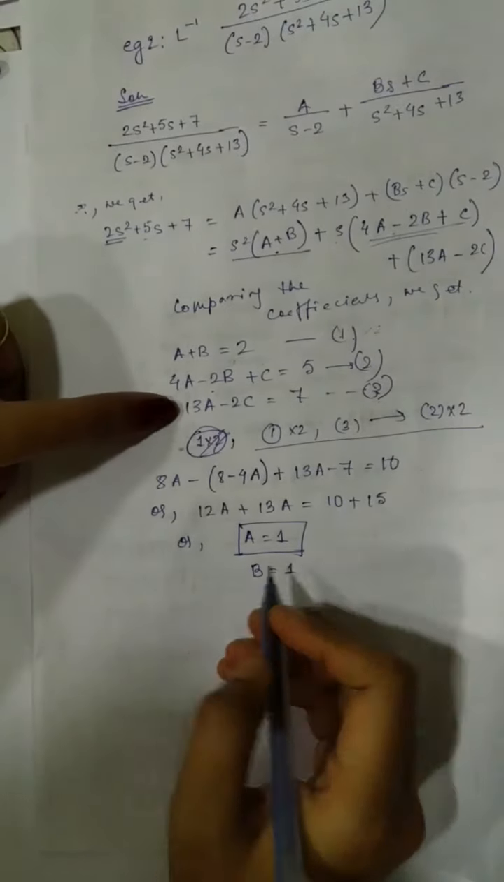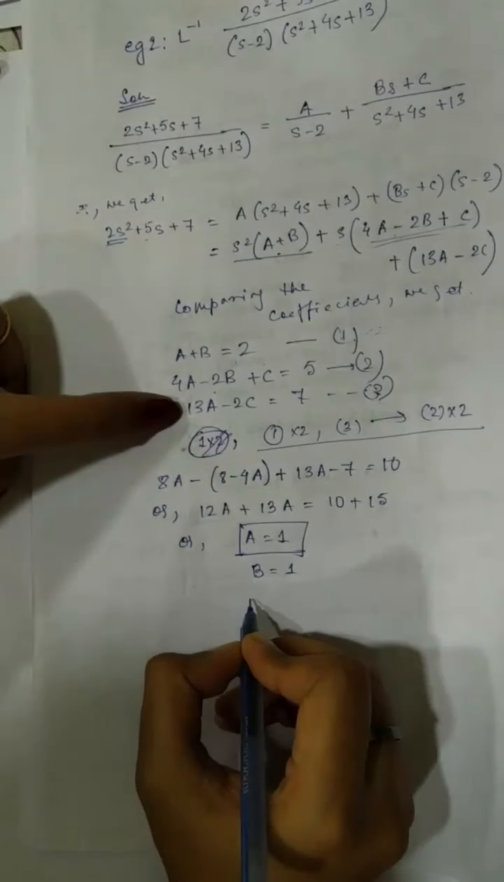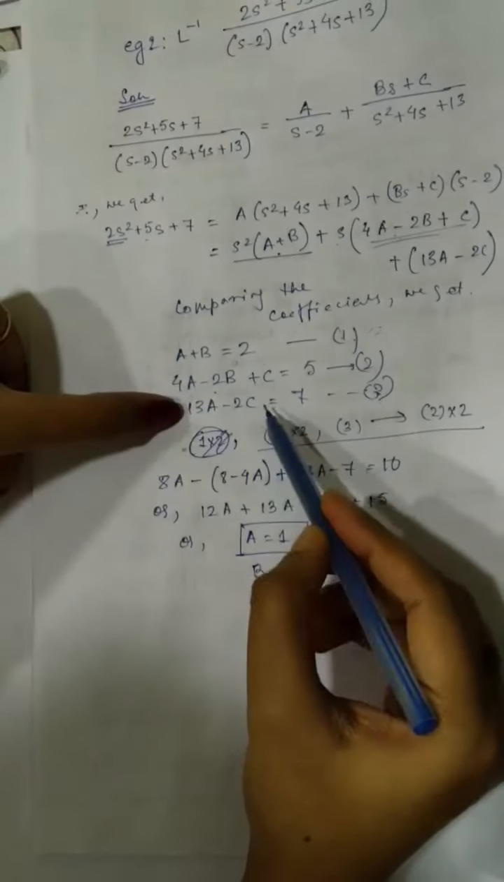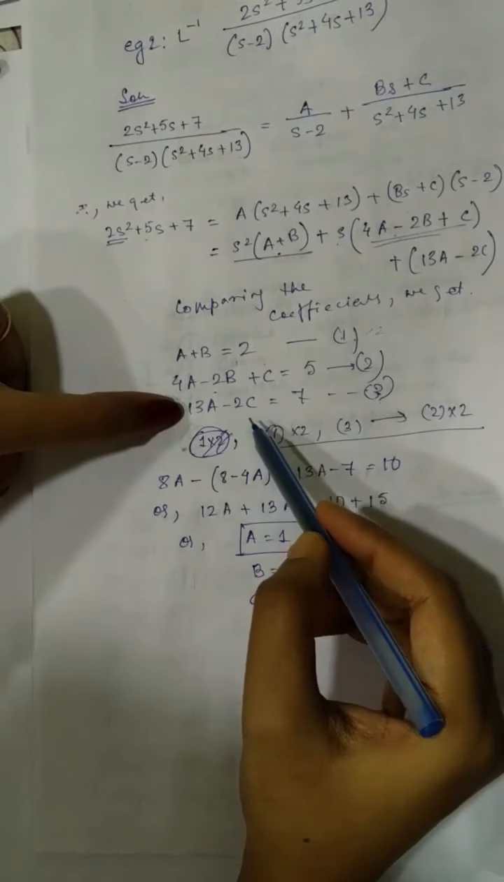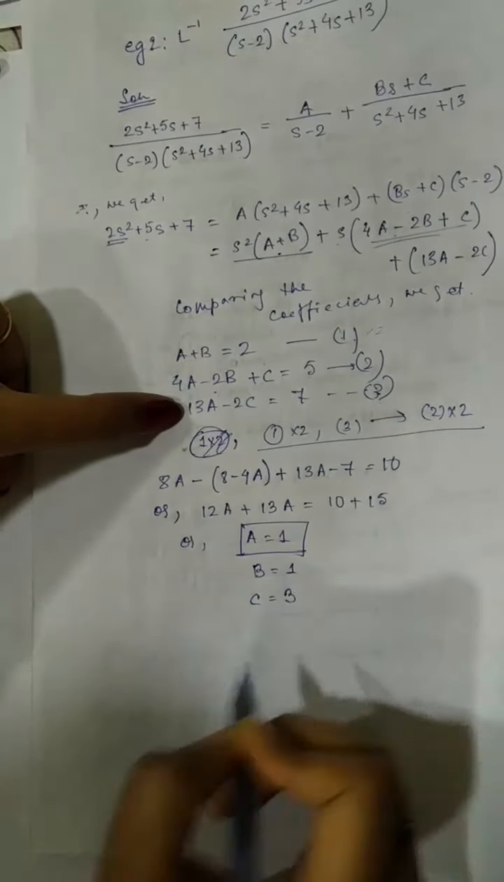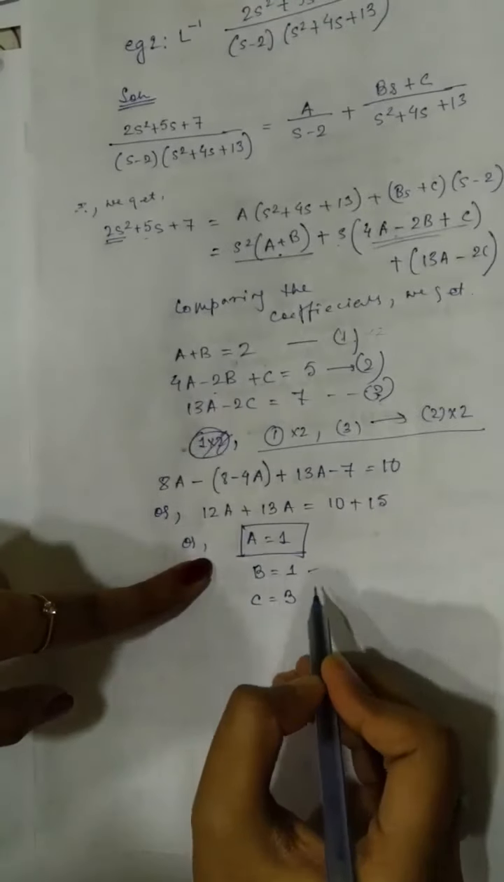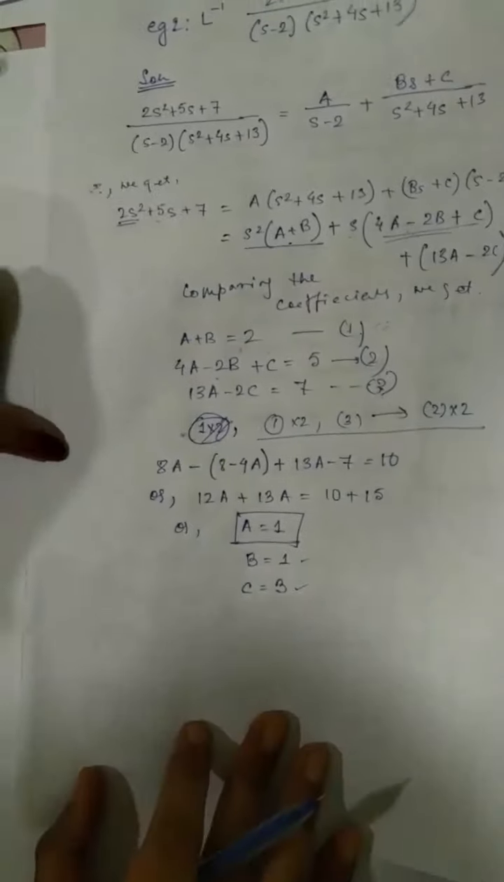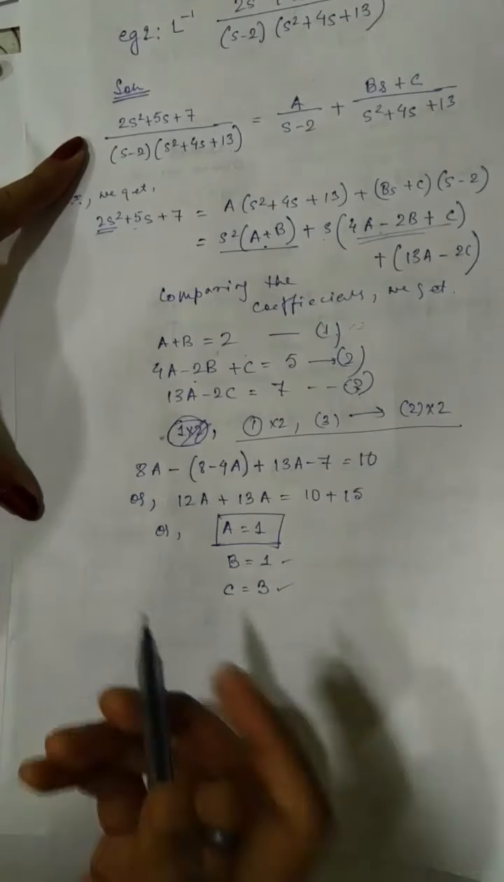Putting in 3, if you put these values in equation 3, I get c is equal to 3, right? So a is 1, b is 1, and c comes out to be 3. So since we have got all these terms, now we will put in equation 1.